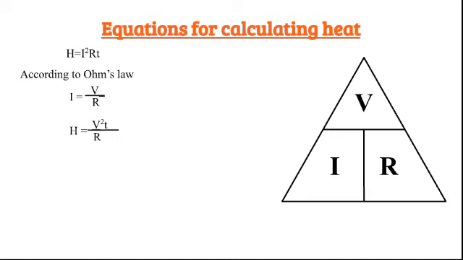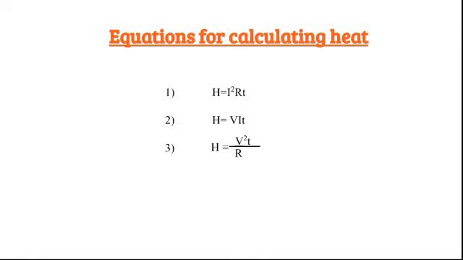Then it will be H equal to V by R whole square into RT. V by R whole square will be V square by R square into RT. One R in the numerator and denominator gets cancelled. So we are left with H equal to V square T by R. So we have three equations to calculate heat generated: H equal to I square RT, which is Joule's law, H equal to VIT, and H equal to V square T by R.